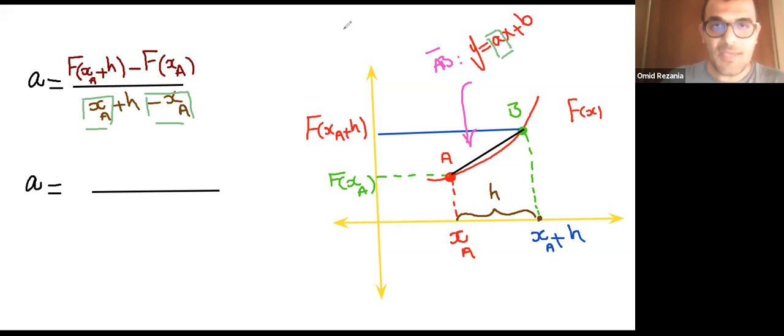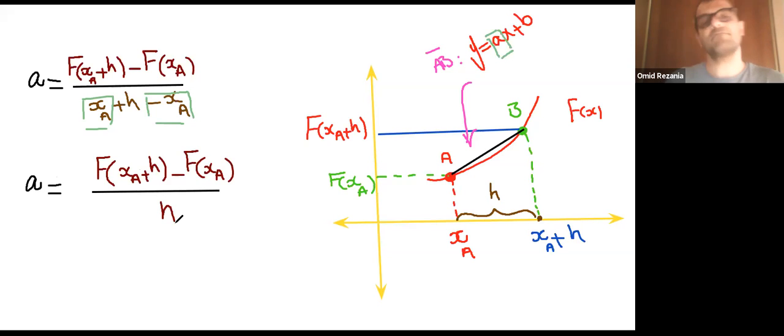The slope, or the average rate of change which I have for this equation, is reduced to this formula. It becomes f of xa plus h minus f of xa, divided by h. This one, the thing which I derived here, is the slope and rate of change between these two points which I have along the curve. Everyone is good so far? No questions?